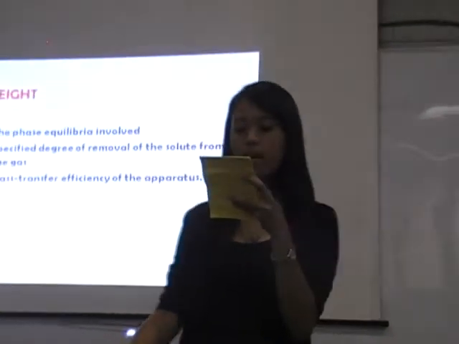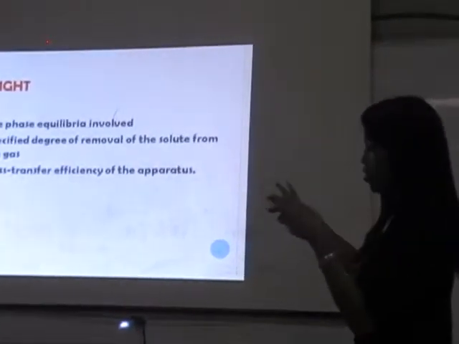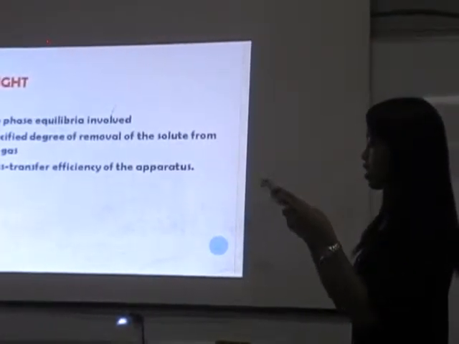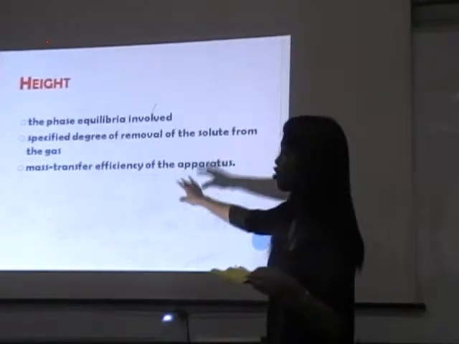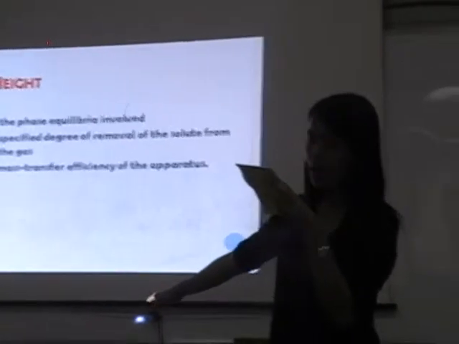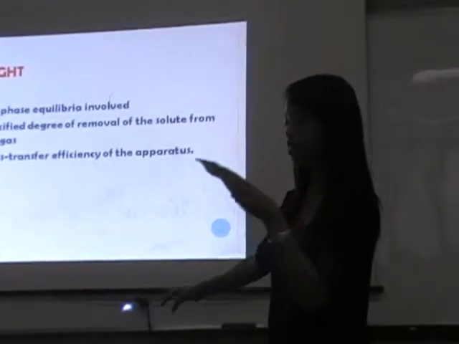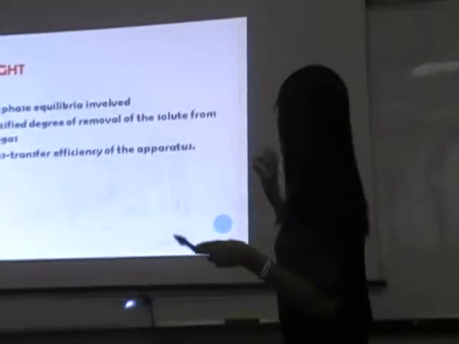Tapos, para naman sa number 3, yung tray efficiency at saka ng spacing ng plate tower, yun naman i-consider sa mass transfer efficiency. At saka, yung sa height naman ng pack tower din. So, plate tower and pack tower.